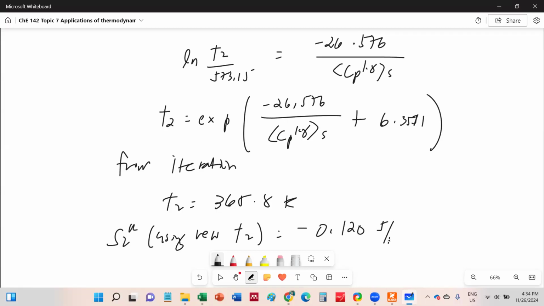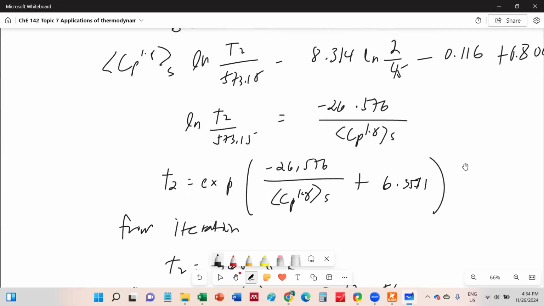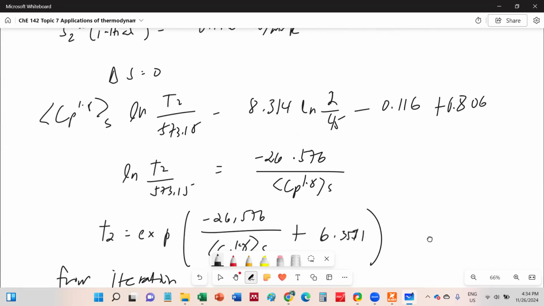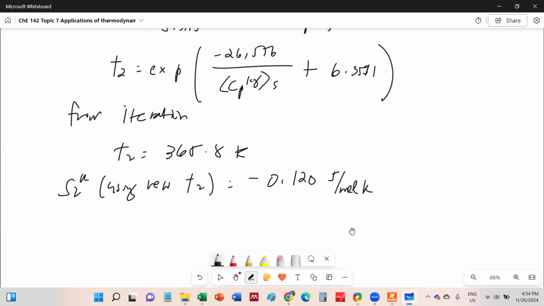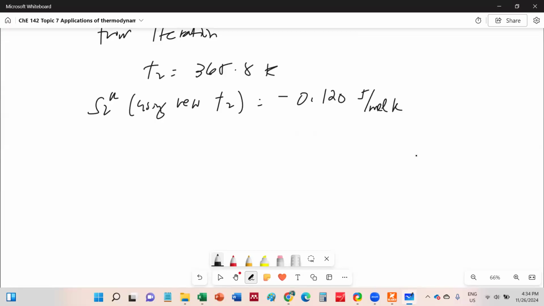So does it make sense to recalculate everything based on this S2R? That means we go back to this equation and derive another equation for iteration. It does not anymore make sense because the value is close. So we assume that's fine. We can proceed.